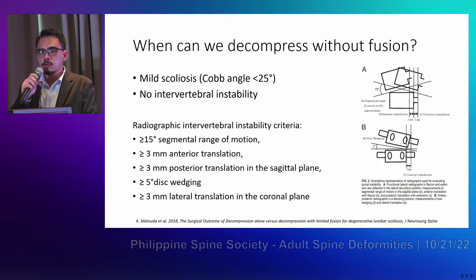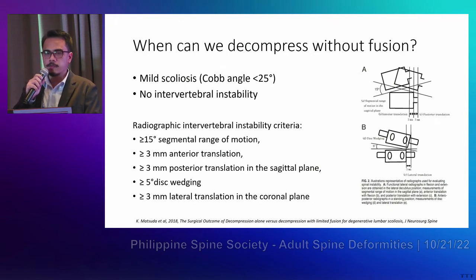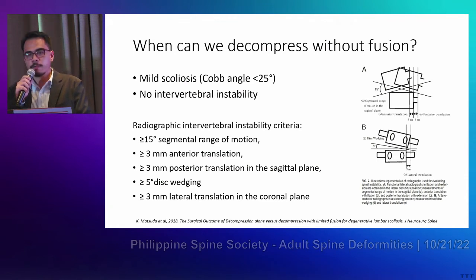So when can we do decompression alone? So in general, it is recommended that for mild deformities, so those with a Cobb's angle of less than 25 degrees, and in the absence of intervertebral segment instability, you can safely do a decompression alone without the need for a fusion. So what is the definition of instability?